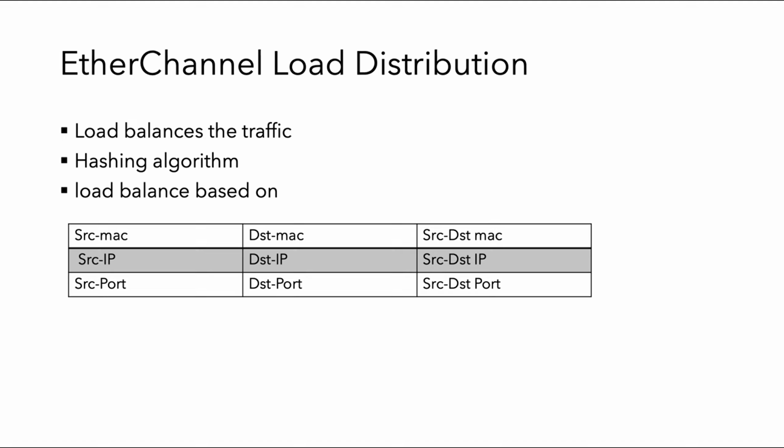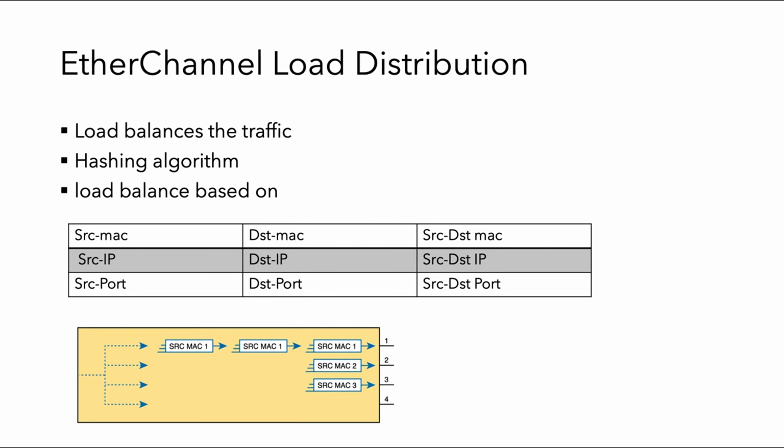For instance, let's take an example of source MAC. Here, all the frames with the same MAC address flow over one link. So this confirms that the load is not distributed equally, but it depends on the hashing algorithm. Here you can see the switch forwards frames with source MAC 1 over link 1, source MAC 2 over link 2, and source MAC 3 over link 3. Since source MAC 1 has more traffic, that link will be occupied more than the other links.